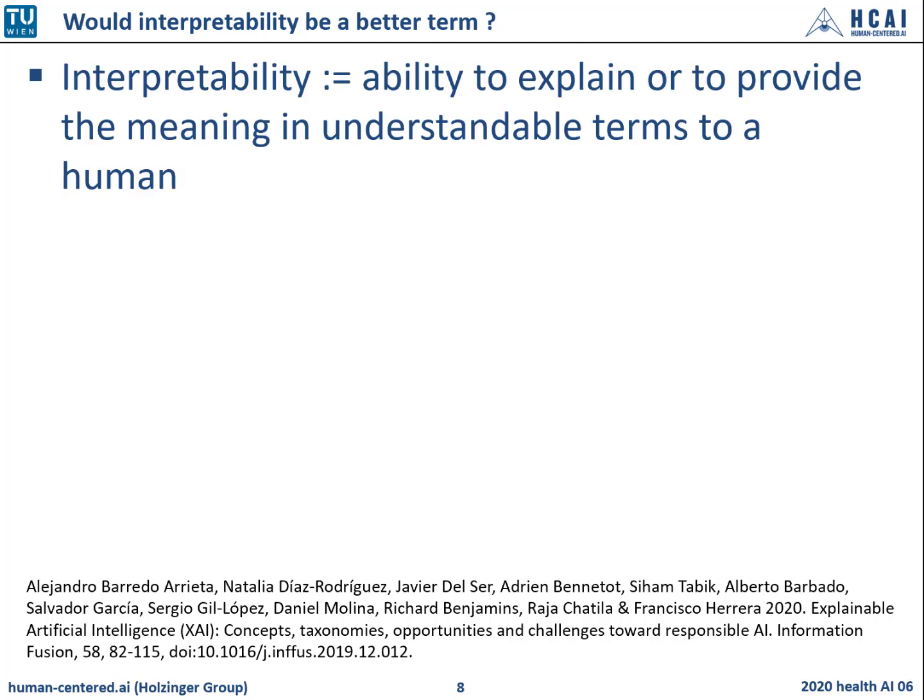So interpretability is the ability to explain or to provide the meaning in understandable terms to a human. And now you see the human comes into play. So explainability, interpretability is inherently including a human. We explain something to a human.